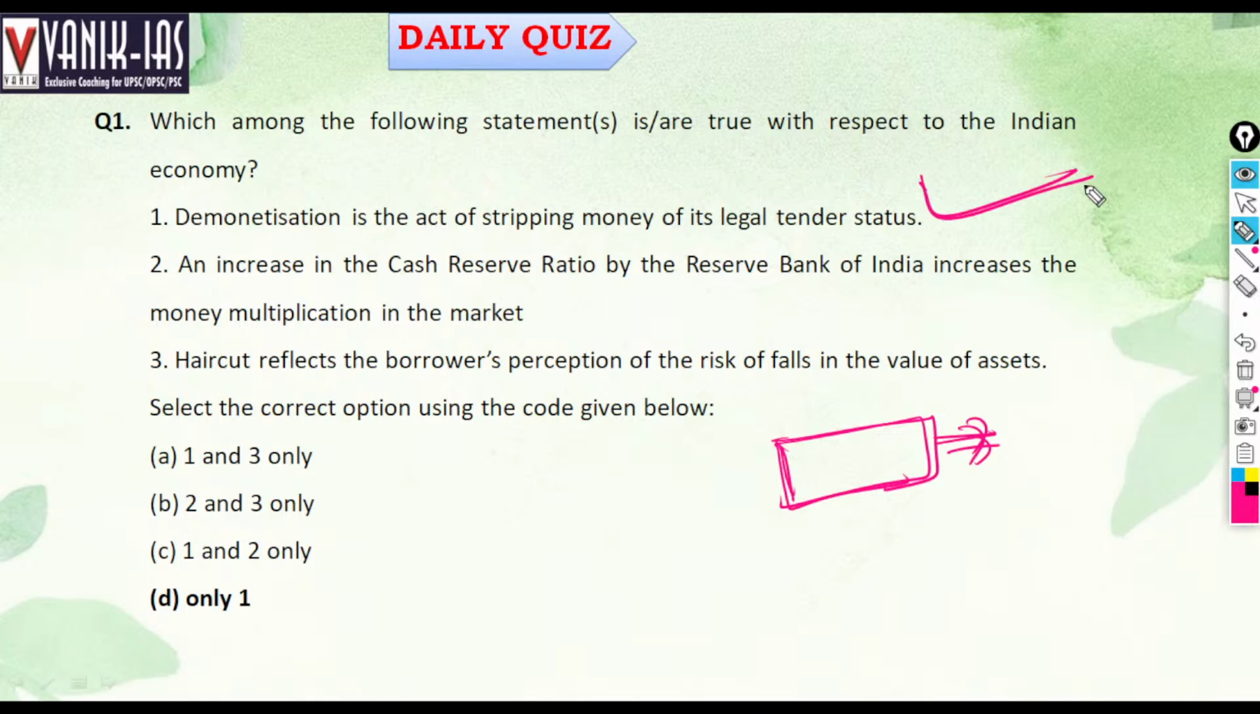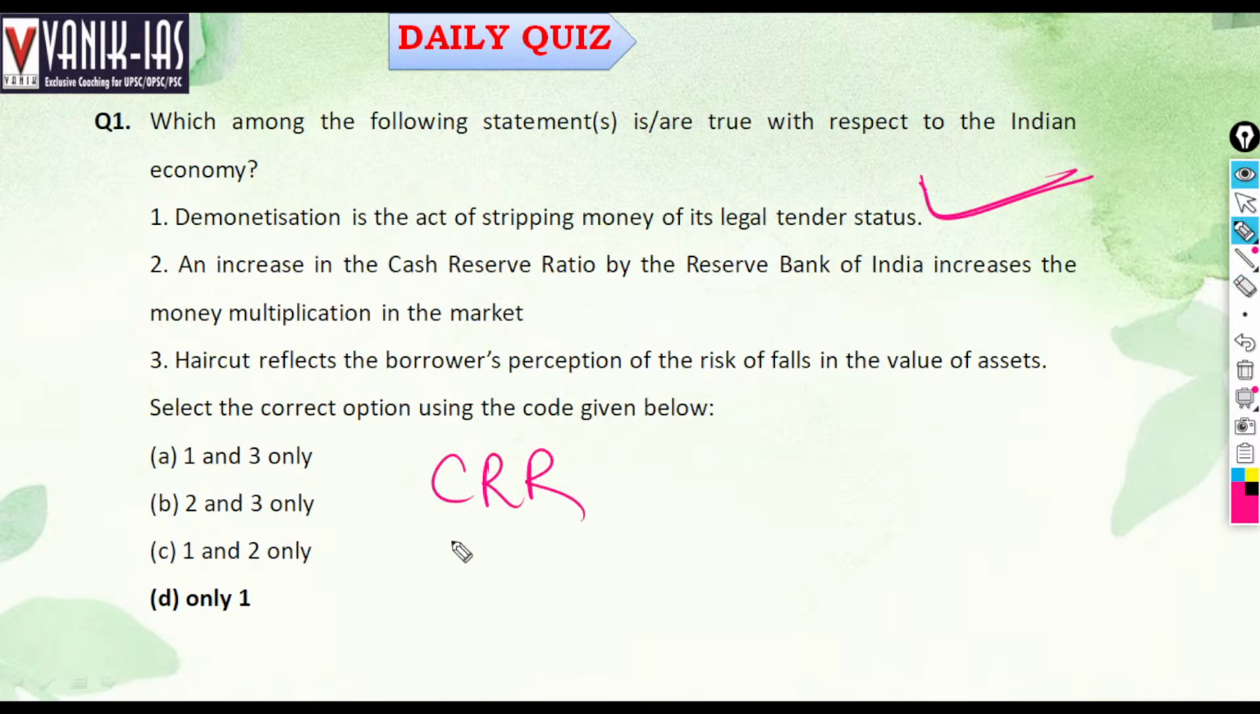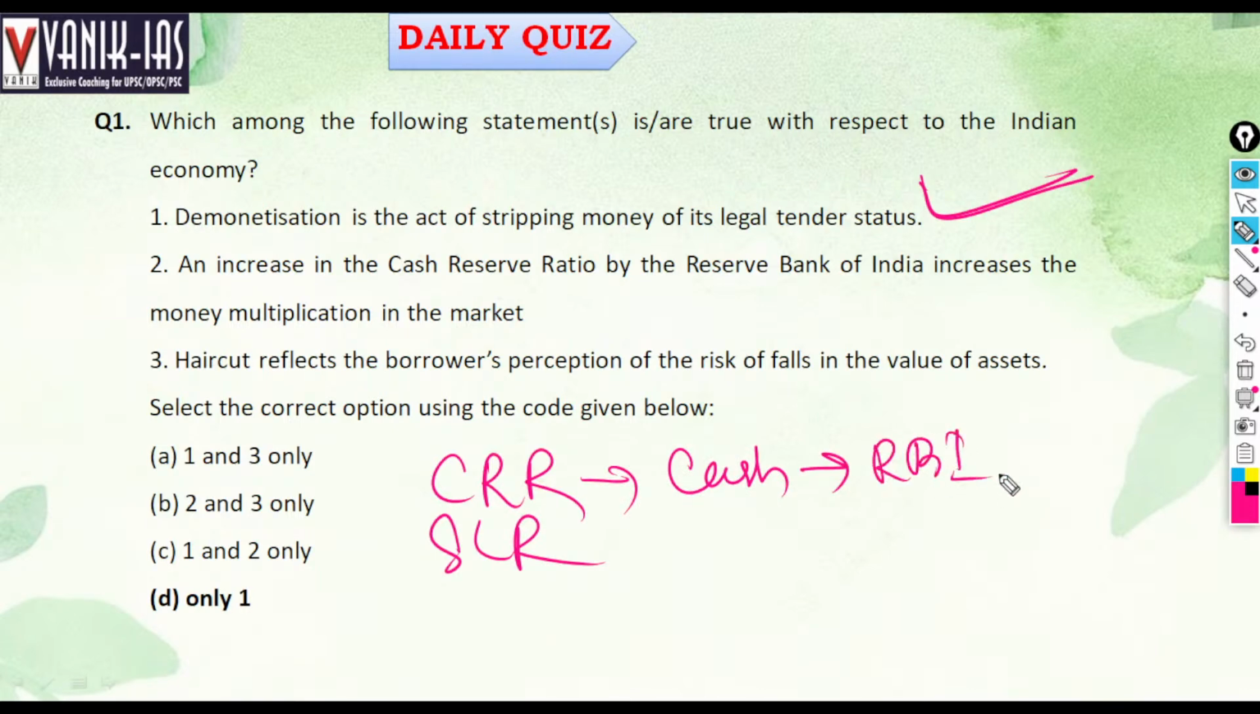An increase in the cash reserve ratio by the Reserve Bank increases the money multiplication in the market. See, what is the cash reserve ratio? There are two types: CRR and SLR. CRR is the amount of cash that needs to be deposited with the RBI by the bank. It is approximately around 4%. SLR is around 18 to 20%.